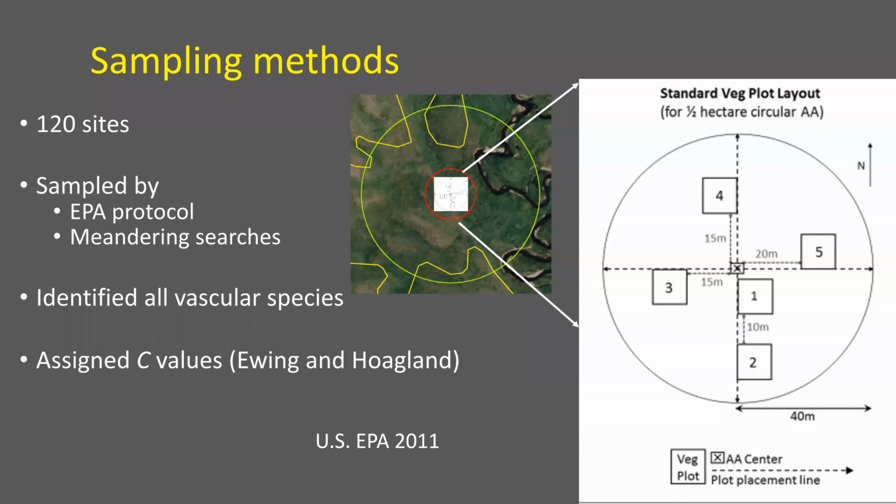So for our sampling, we did one-time surveys and we used the EPA methodology as well as meander searches. And we identified all vascular plant species. We tried to identify most of these in the field, but we had to bring some back, those that are difficult to identify in the field.